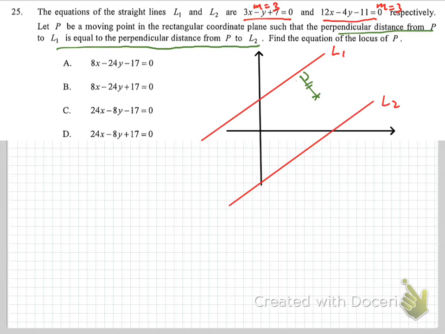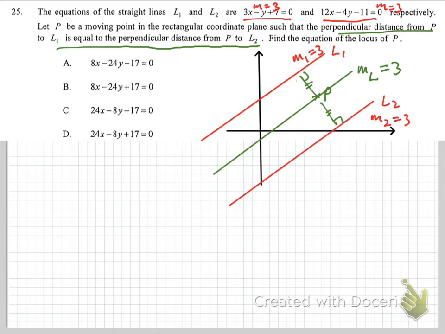This is the distance from P to L1. This is the distance from P to L2. They must be the same. So I think you can guess P will be on the line in the middle of L1 and L2, parallel to L1 and L2. So we know the slope of the locus should be 3, the same as the slope of L1 and L2. We change to y equals mx plus c, and then we get the slope.